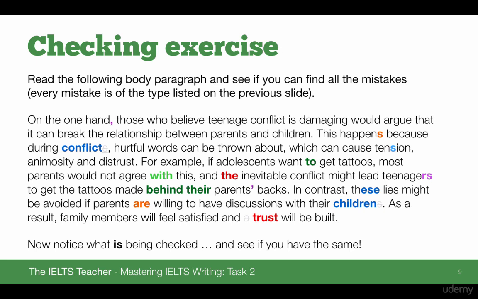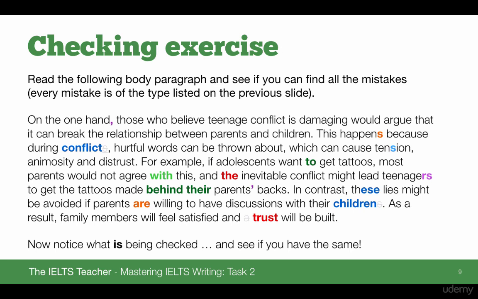So on the one hand, comma. We always need a comma after a cohesive device like this one. Those who believe teenage conflict is damaging would argue that it can break the relationship between parents and children. This happen becomes this happens, subject-verb agreement, because during conflict, here we're looking at an uncountable form of the word conflict, hurtful words can be thrown about, which can cause tension, spelling mistake there, we needed an S, animosity and distrust.